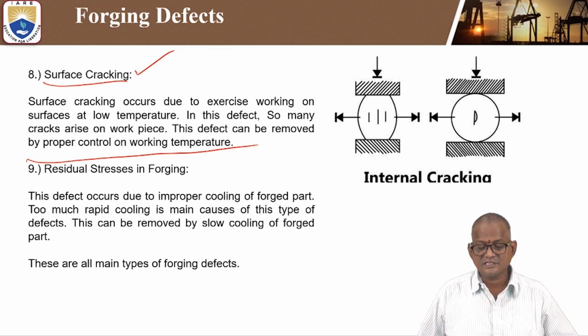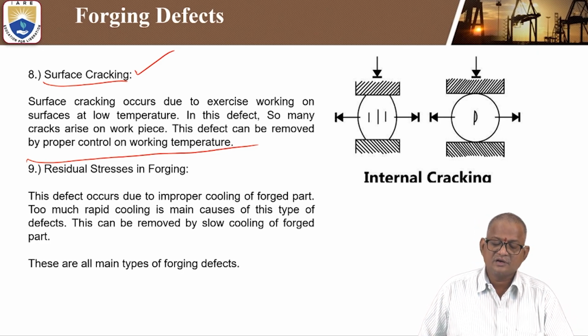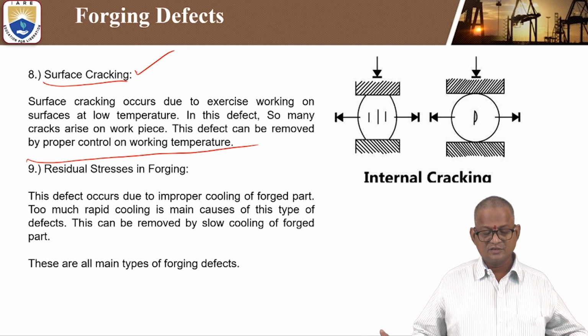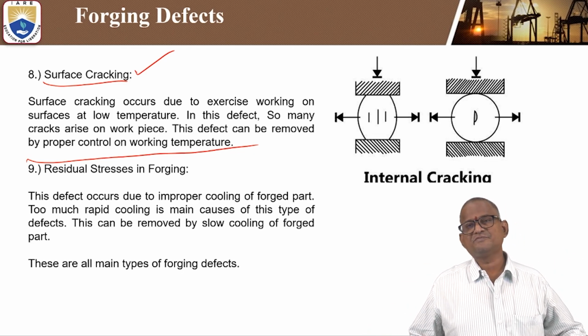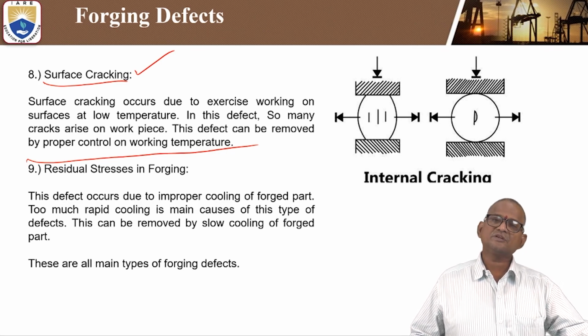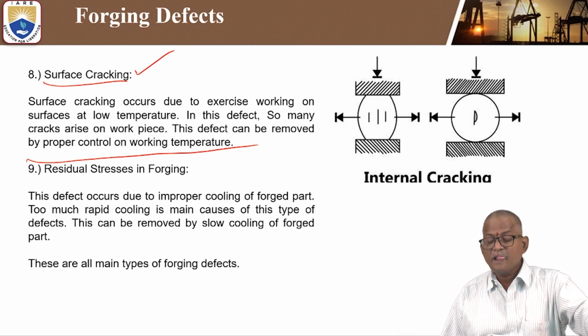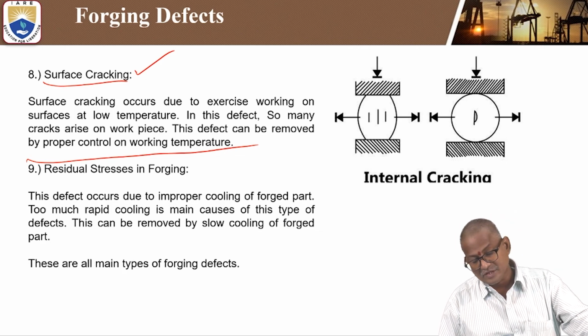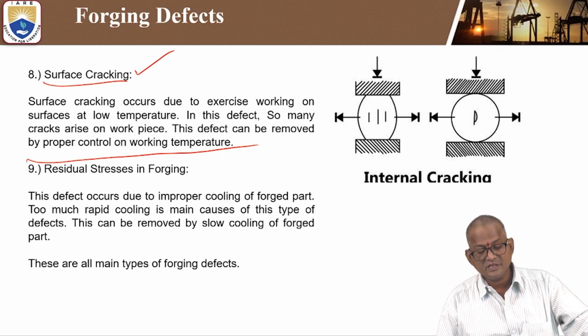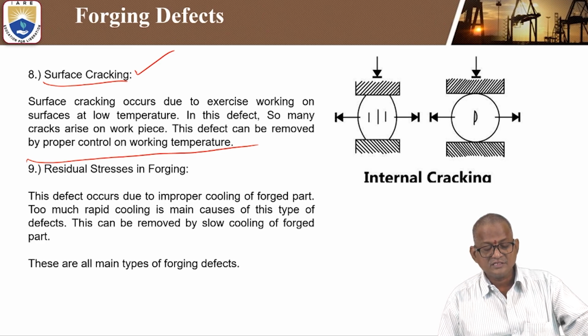So that is about slow cooling and pressure. If it is cooling, automatically a lot of pressure can be obtained. And if it is a hot condition, both the heating process and the cooling process will be there. So all these are main types of forging defects.